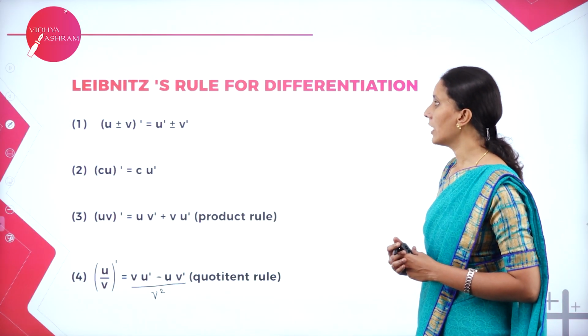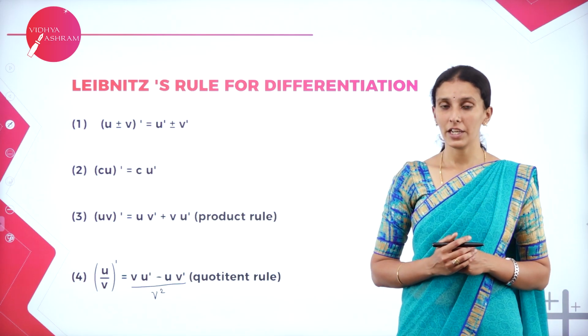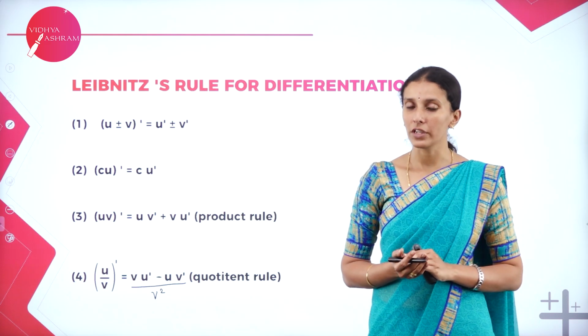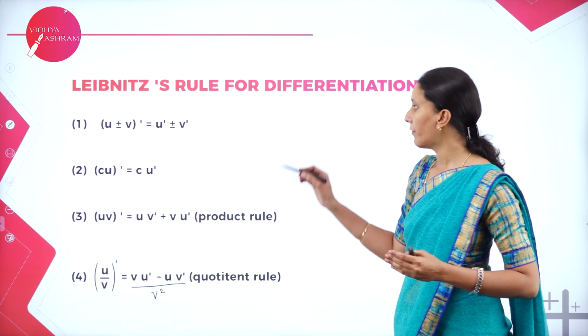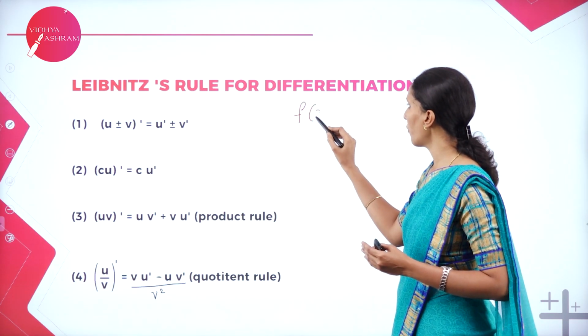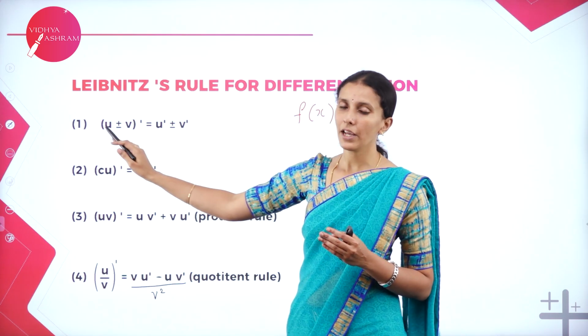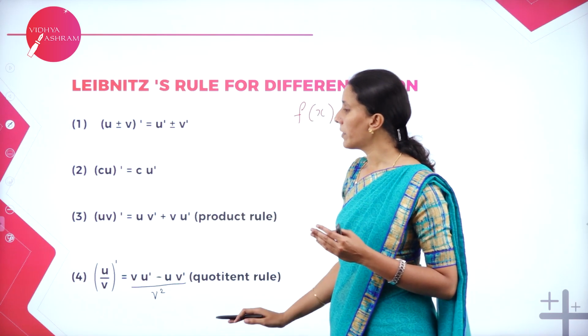Next, we have the Leibniz rules for differentiation. What is this Leibniz rule? It is the same as the algebra of derivatives. That is, whatever the functions you have taken in the form of f of x and g of x, here they are replaced by u and v. What does this Leibniz rule say?